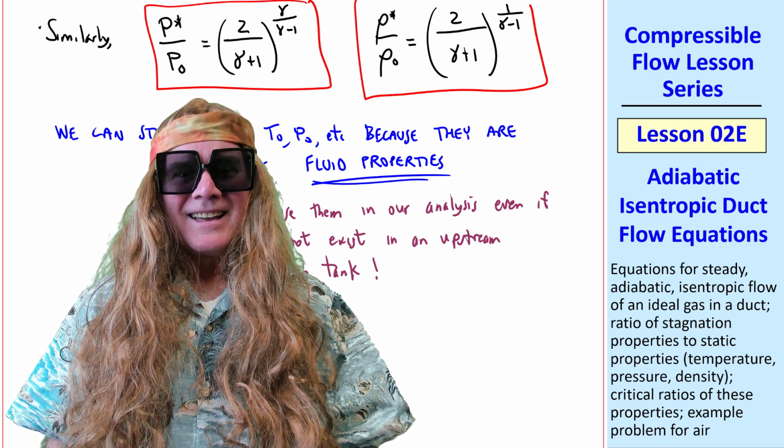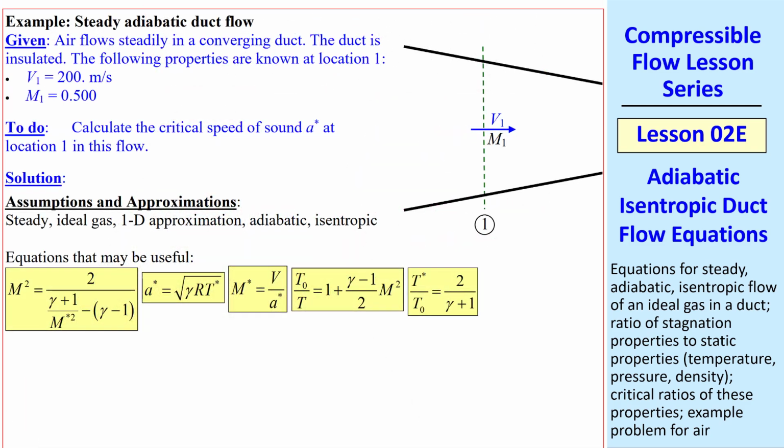You're welcome, Arlo. Now let's do an example problem. Here we have air flowing through a converging duct. I give V1 and M1 at some location 1 in the flow. We want to calculate the critical speed of sound, A star, at this location. We assume this problem is steady, it's an ideal gas, we're using the 1D approximation, it's adiabatic and isentropic. Thus these equations are useful to us.